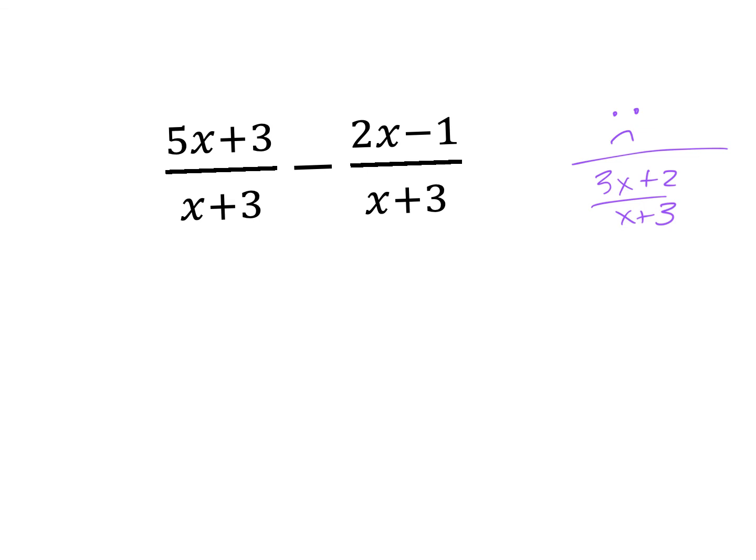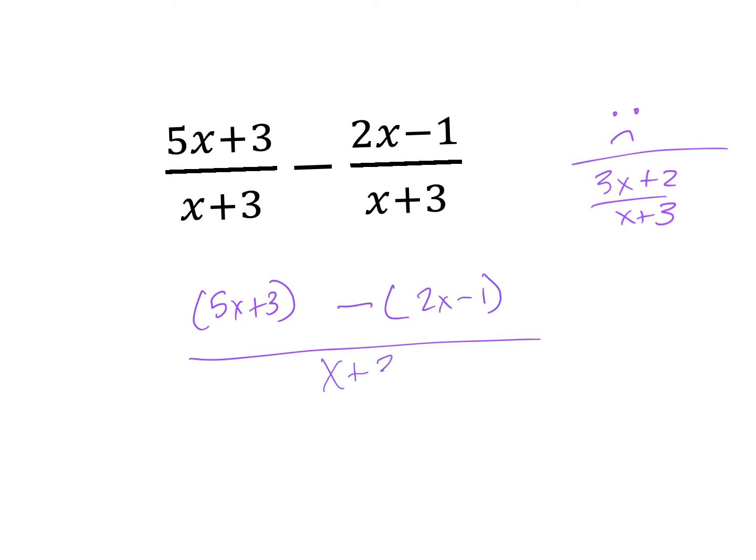We subtract a negative, you add. Remember, essentially what we're doing is taking the numerator of the first one minus the numerator of the second one. And then what happens with that is I have to distribute that minus sign. So that's really negative 2x plus 1 on the top.